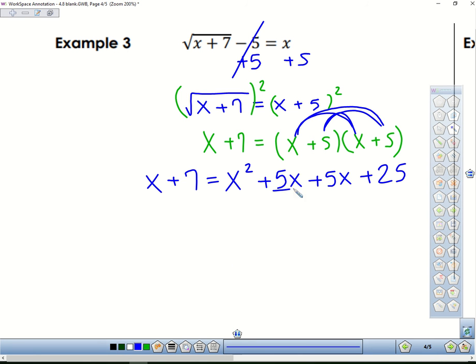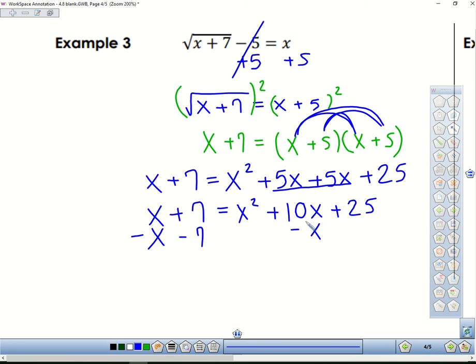Now at this stage, you need to combine any like terms that occur. So as you can see, we can add those two 5x's together. And now we have a situation where we can see that this is quadratic. So when you see that you're getting a quadratic because you have an x squared, what I want you to do at this stage is to get everything to one side of the equation. So to do that, I'm going to subtract over the x, and I'm also going to subtract over the 7. So these are both going to cancel and leave me with 0 equals x squared plus 9x plus 18.